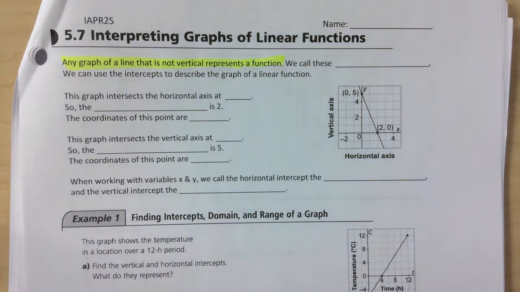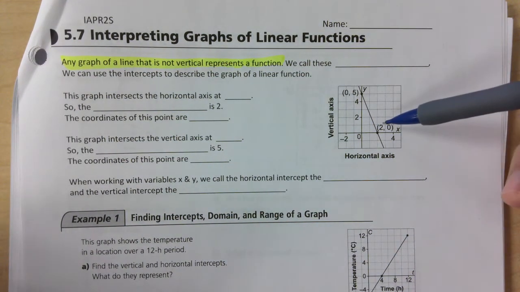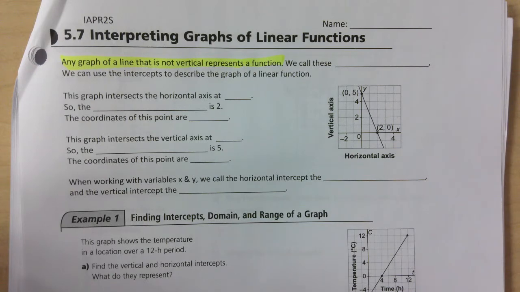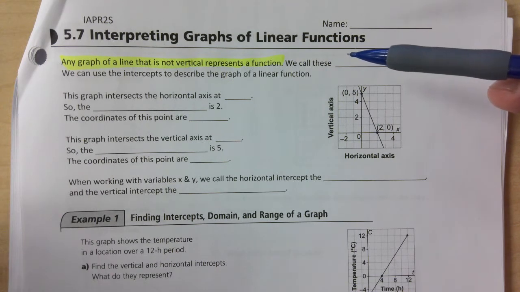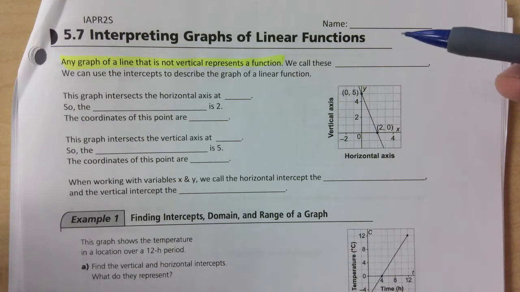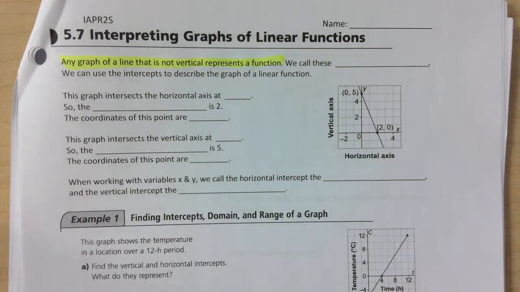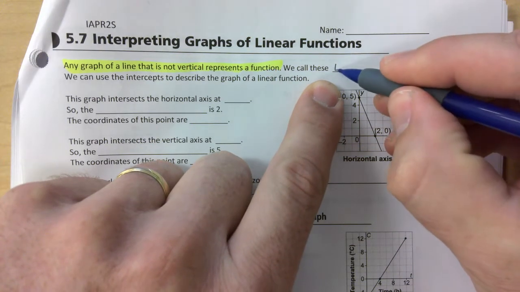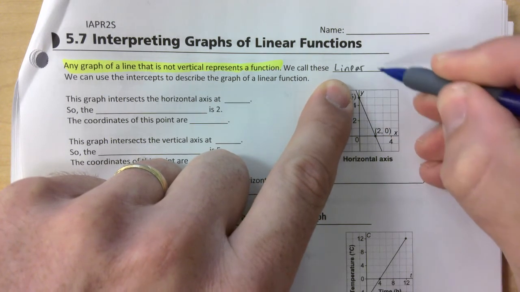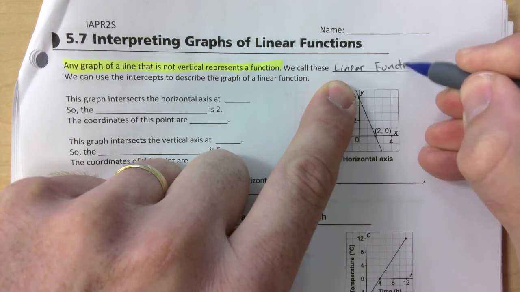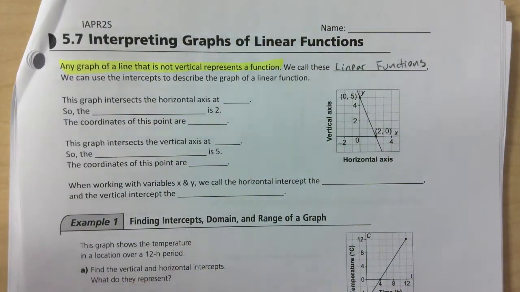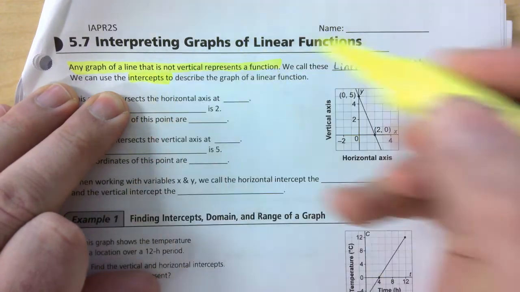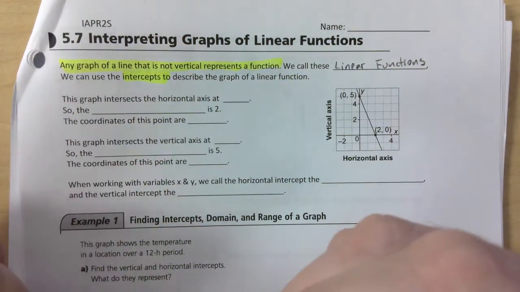So basically, whenever you see a line, a straight line, it is a function because it doesn't violate the vertical line test, right? We call this linear functions. We can use the intercepts, right, to describe the graph of a linear function.